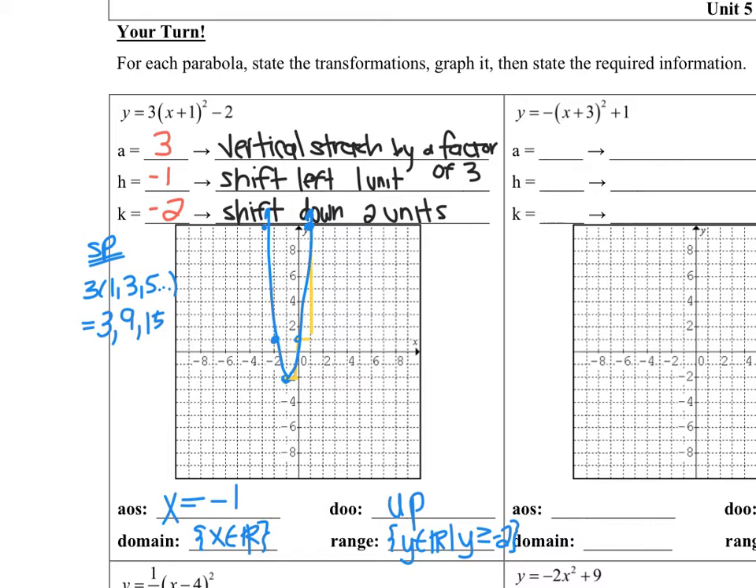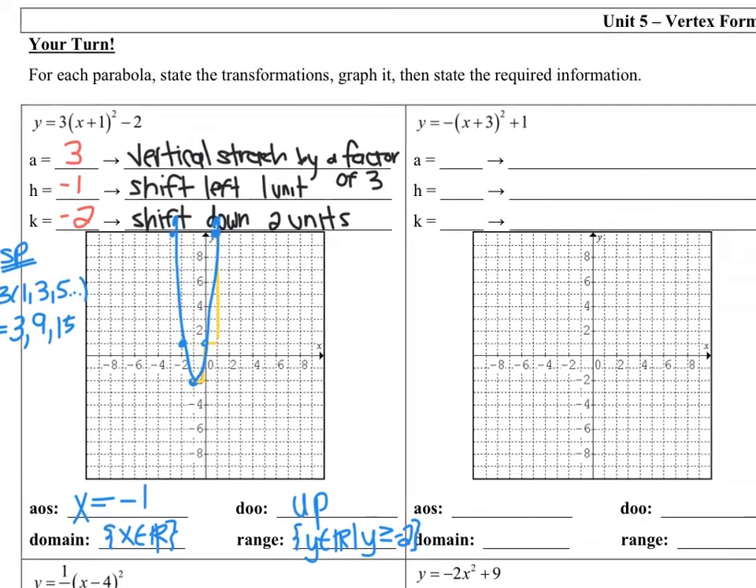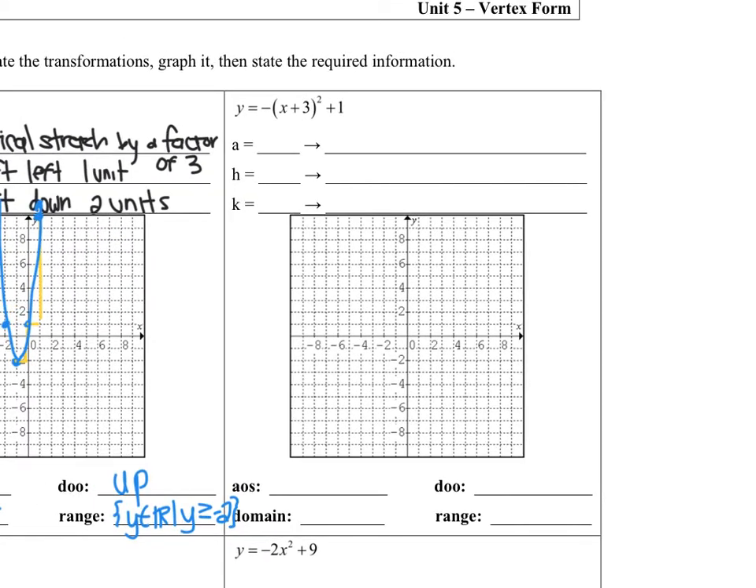Okay, so that's it for this one. I want you to try the next one on your own. So pause the video, fill in a, h, and k, plot that vertex, figure out the step pattern, and then restart the video and check your work.